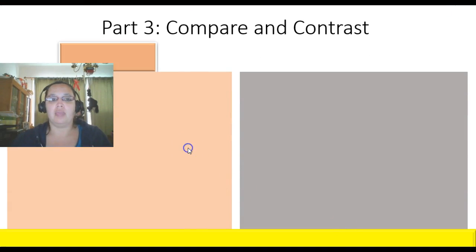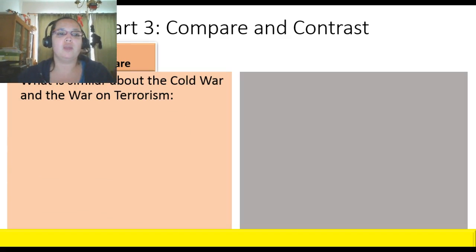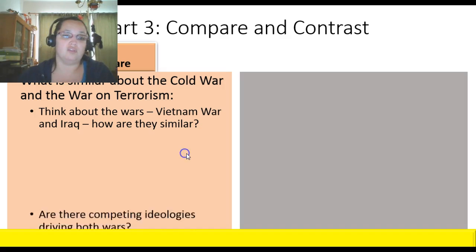So, comparing and contrasting. When we compare these two items, we look at what is similar about the Cold War and the war on terrorism. You can think about the wars of Vietnam and Iraq, the fact that we didn't really have an exit strategy, that we tried to train the people before leaving, but maybe it was not particularly successful. The fact that the war seemed to drag on, guerrilla warfare was a part of it.